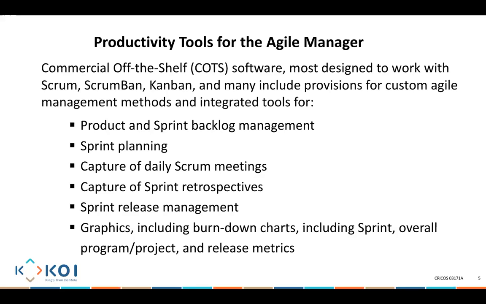So commercial off-the-shelf software is designed to work with various approaches, you know, Scrum and Scrumban and Kanban. All of these are approaches or tools we're going to need to work with to be able to deliver those projects. Scrum and Scrumban are specific approaches and ways to deliver an Agile project. Kanban is more the visual representation of all the user stories you would need to deliver to be able to ensure you get the outcome that the client is requesting. So we talk about Scrum, Scrumban, Kanban. Many include provision for custom Agile management methods and for integrated tools. So when I talk about custom methods, which means when you are working in Agile, let's say you want to do a sprint planning, well, you're going to do a sprint retrospective.